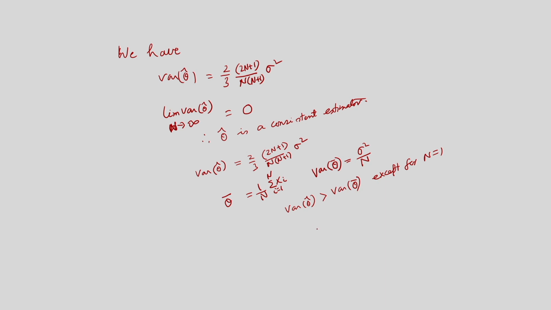Therefore, this theta hat is not an MVUE. It is not a minimum variance unbiased estimator. It is an unbiased estimator, but it does not have the minimum variance.